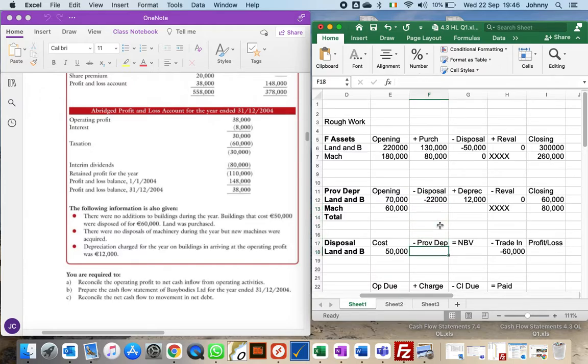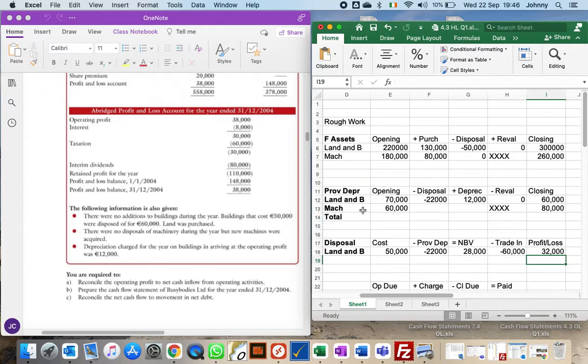And that's put in down here in our disposal account. So that means the thing that we disposed of was worth 28 grand. It was disposed of at a trade-in, or the cash we got for it is 60 grand, so therefore we made a profit of plus 32 grand. Okay, so that's the disposal account done.